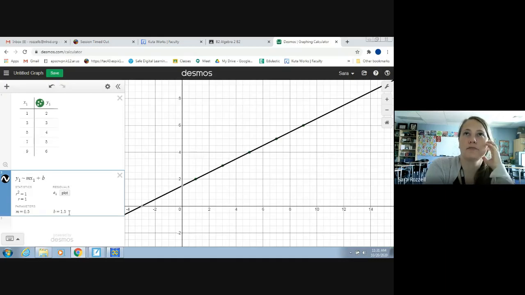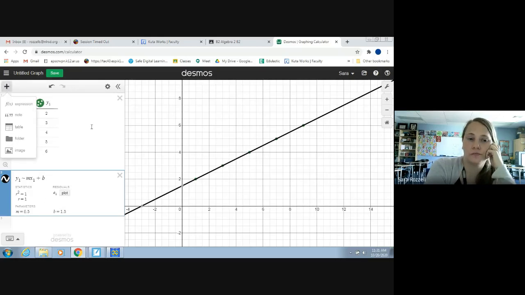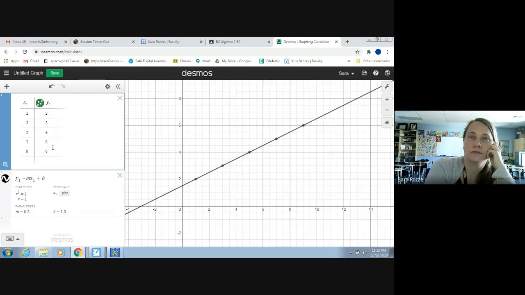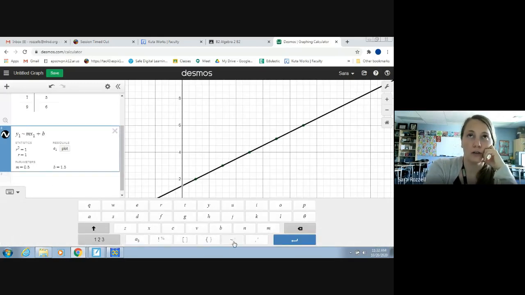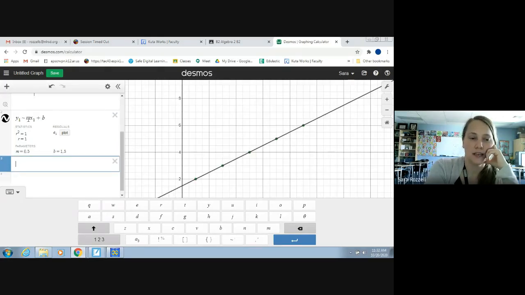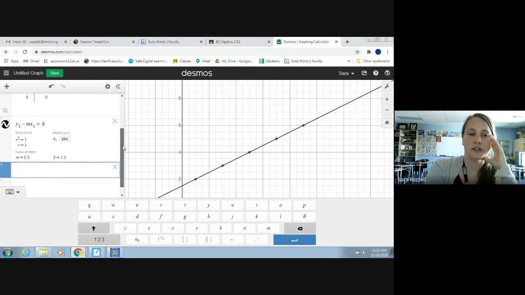Do you want me to show you that one more time? Anybody need to see it again, what I did? One more time? Okay. So I started a table. I hit plus and then table and typed in my numbers. Then for these subscripts, I don't have to make a subscript. I just put Y1. So I typed in Y1, keypad, ABC, squiggle. And then I went back and typed in m, x1 plus b. And that would give me my m and my b that go in for the equation.